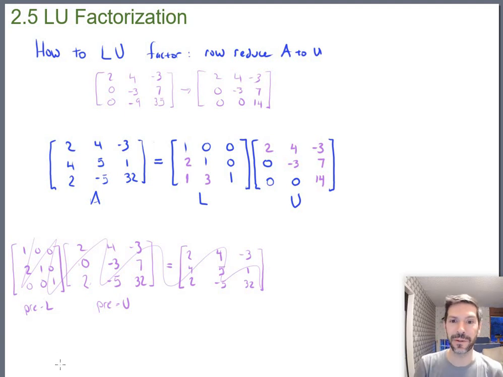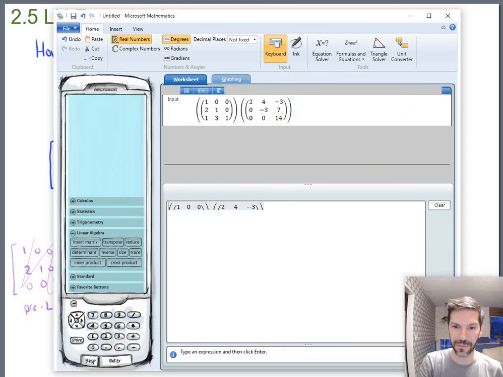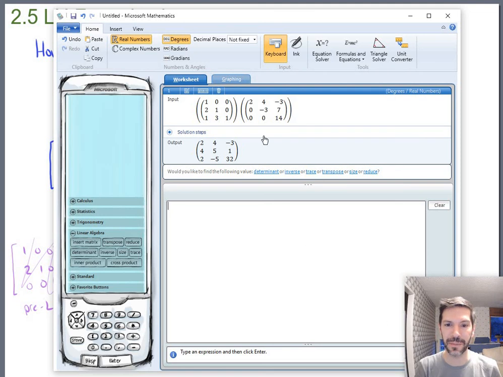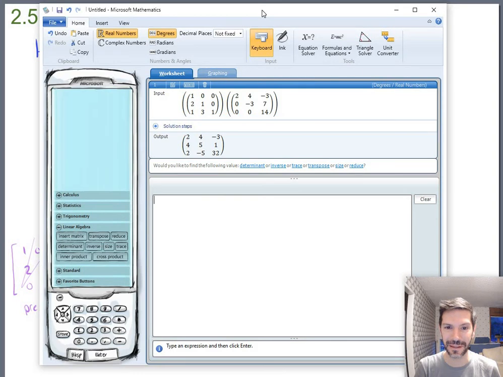Don't worry, I'm not going to make you watch me do it by hand again. Let's just check this with the calculator. We've got the L and the U, and hopefully those multiply to make the A. 2, 4, -3, 4, 5, 1, and 2, -5, 32. Okay, so we have successfully factored A into L and U. We can use that to be more efficient with solving an LU system.